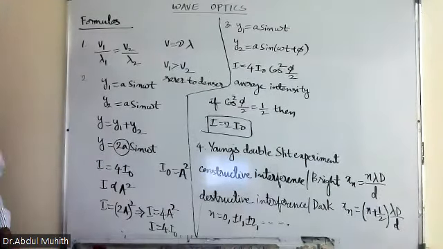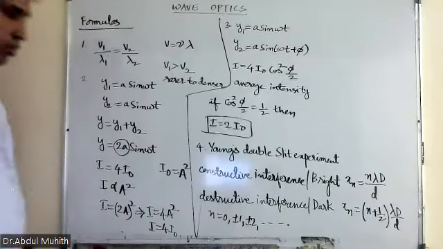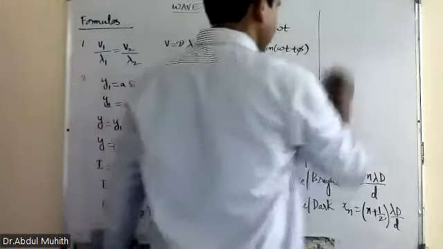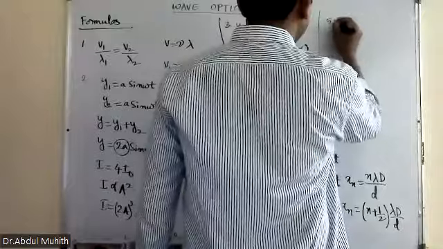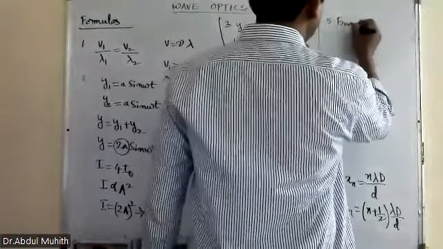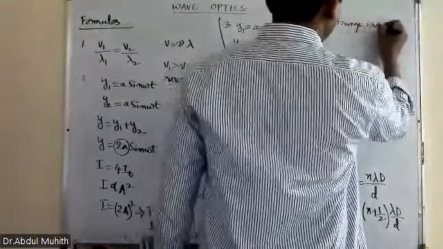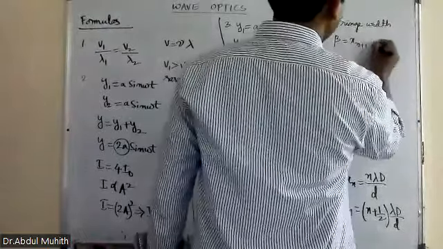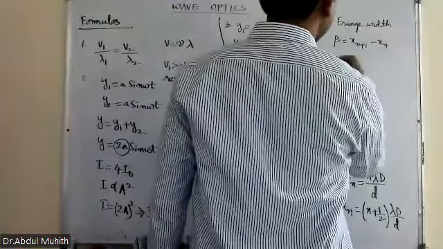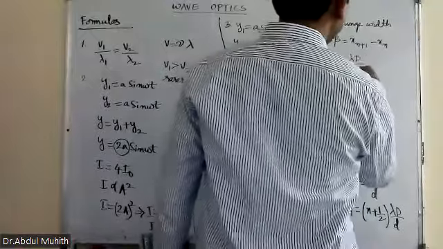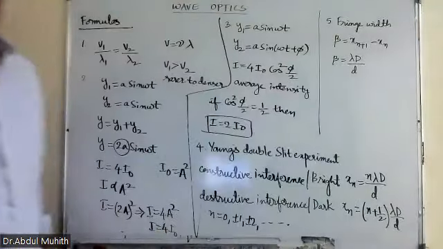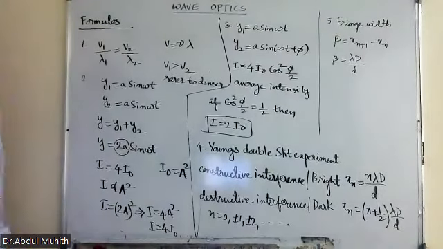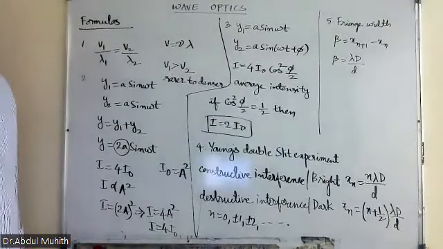Now, the next one is fringe width. Fringe width beta is equal to xn plus 1 minus xn. That is, beta is equal to lambda into capital D by small d.